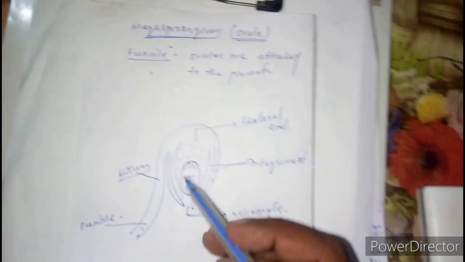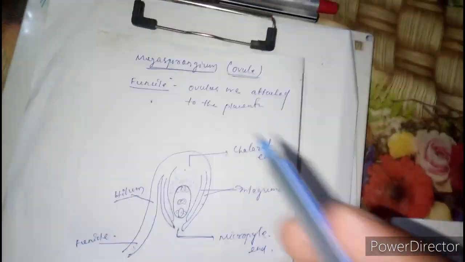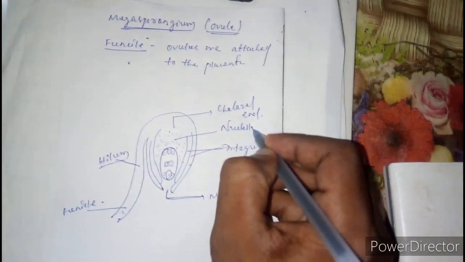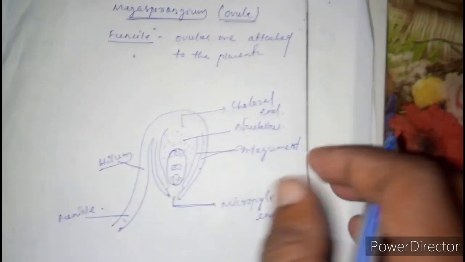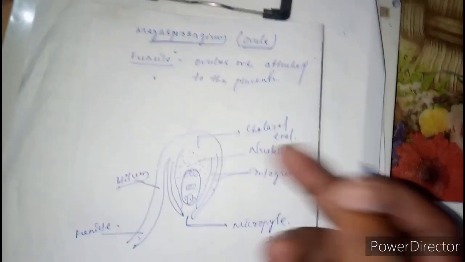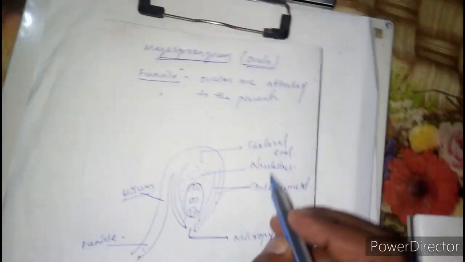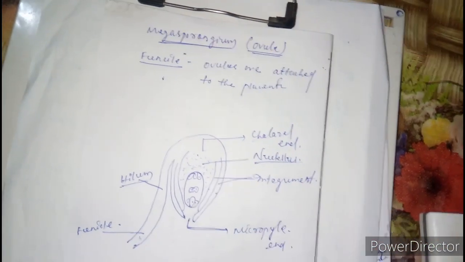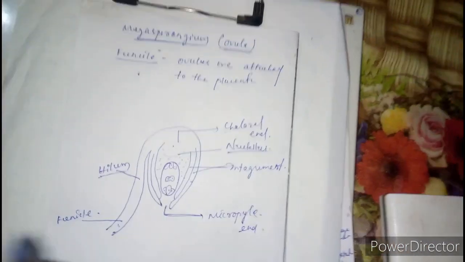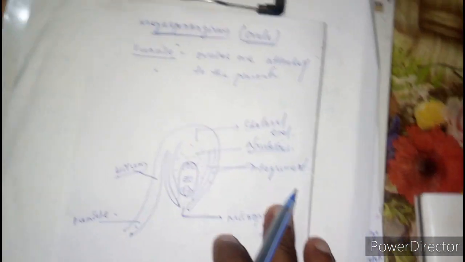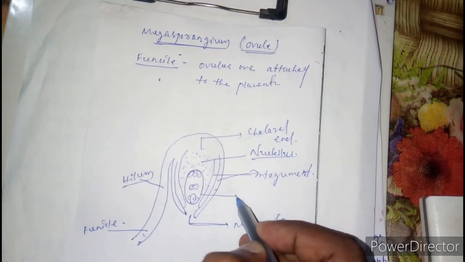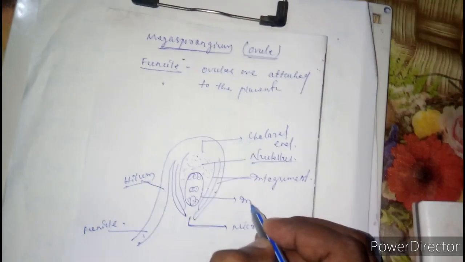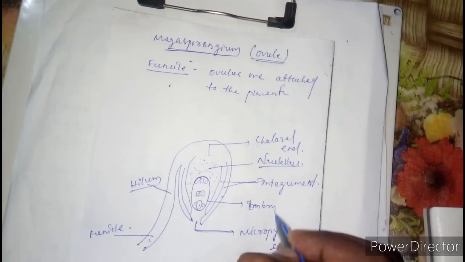Inside the integument there is a mass of cells called the nucellus. Nucellus has abundant food reserve material that provides nourishment to the embryo sac. The embryo sac is located inside the nucellus. This is the embryo sac.